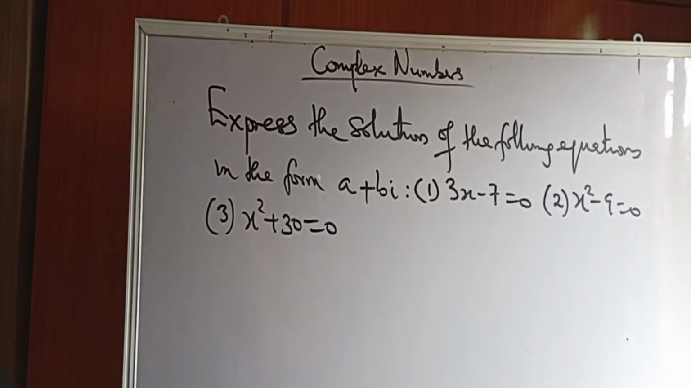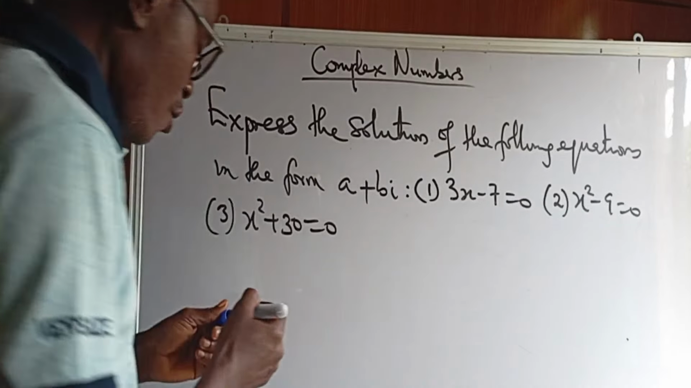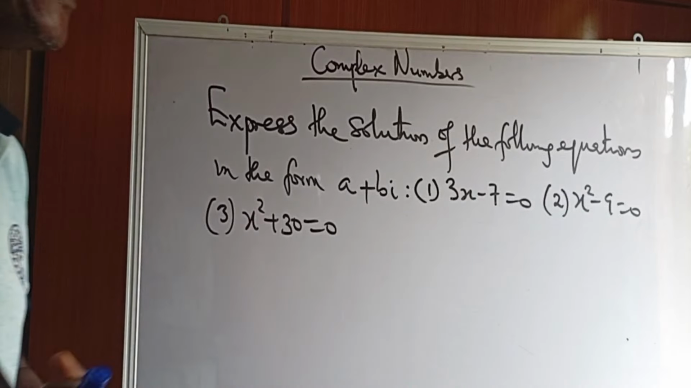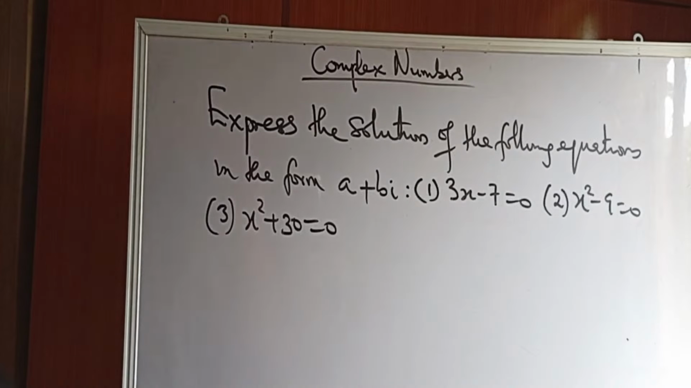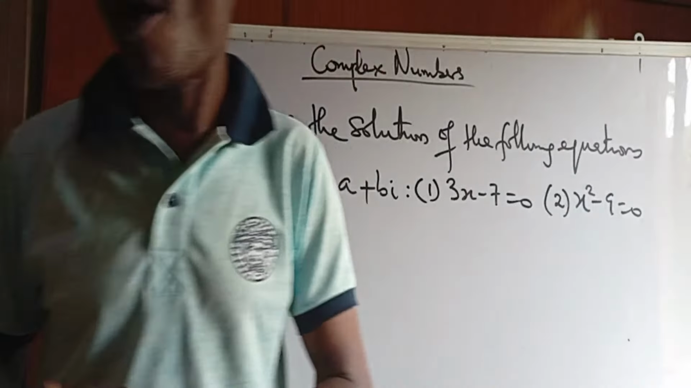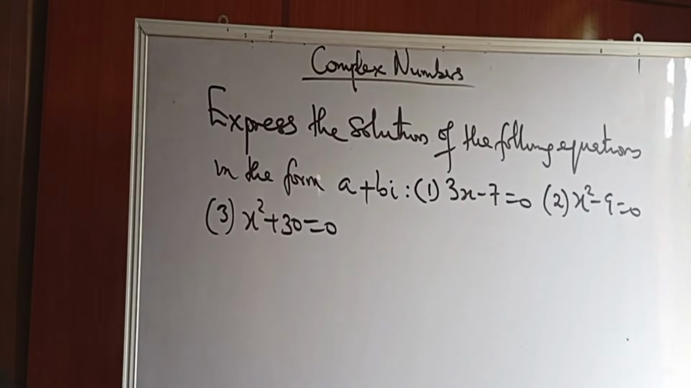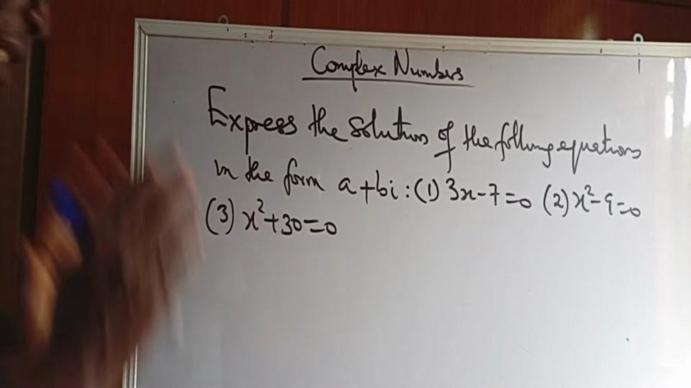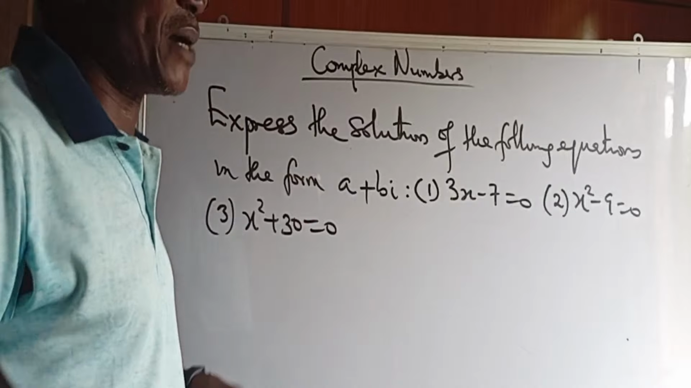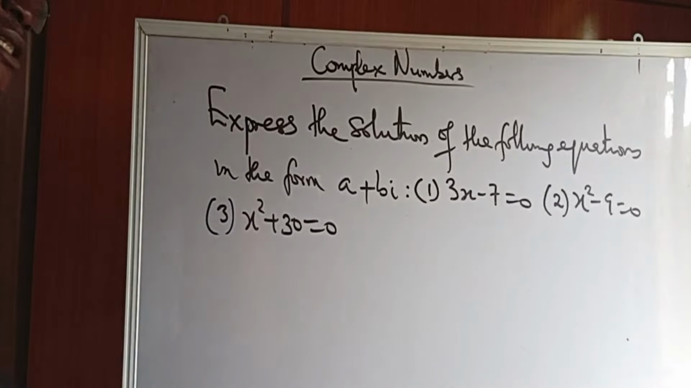Now let's move on. What is a complex number? A complex number is a number that has a combination of real parts and imaginary parts. So a complex number has two parts: a real part and an imaginary part. Most times, when a complex number is given, the real part might be 0 or the imaginary part might be 0. But a complex number generally consists of real parts and imaginary parts.